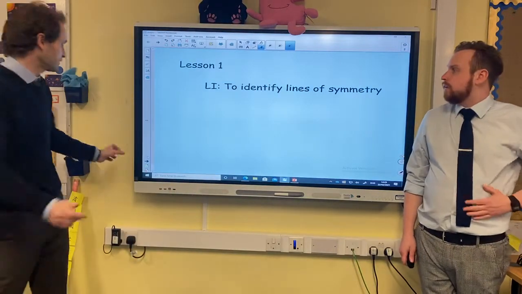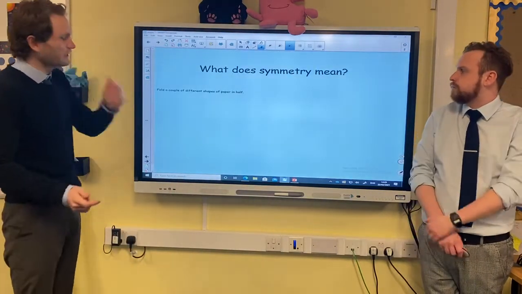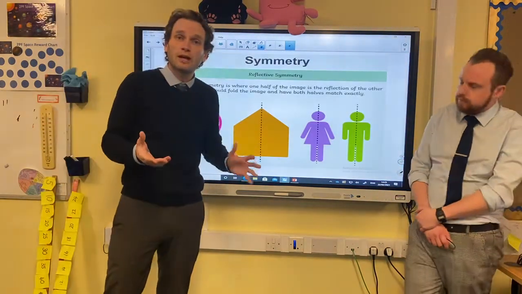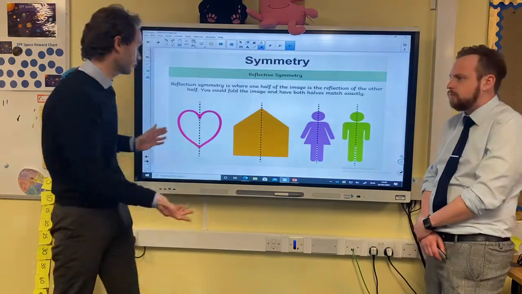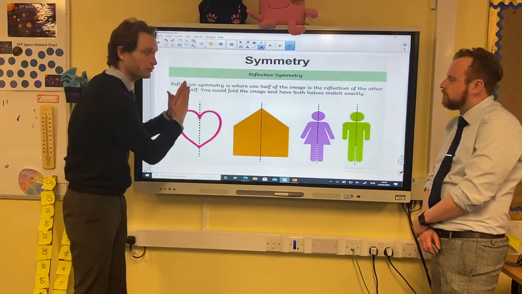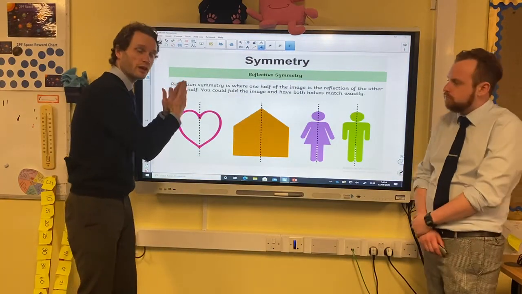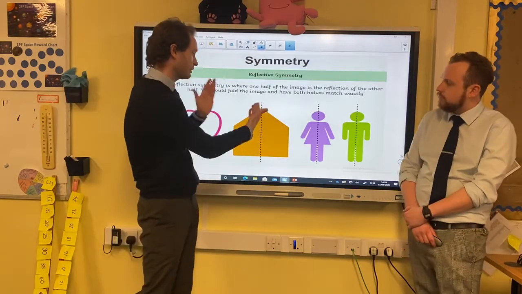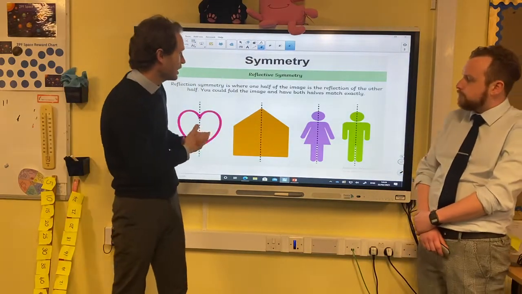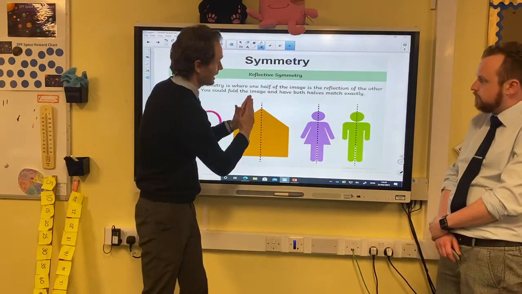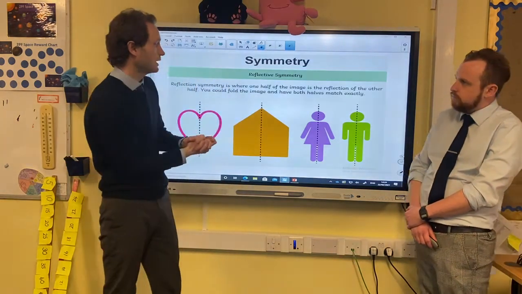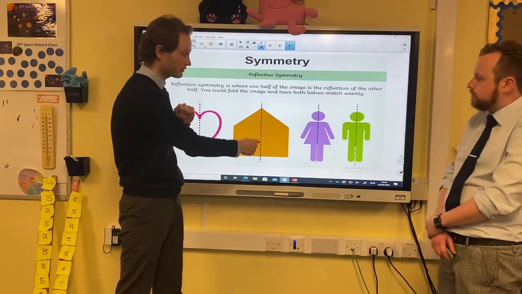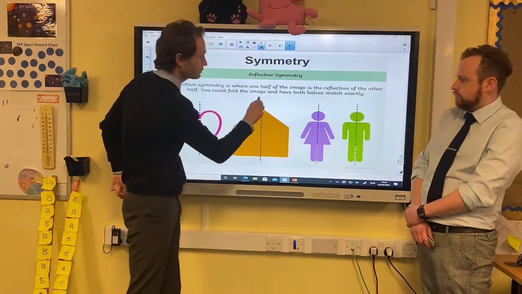Right, so let's crack on. Next slide, please. Here are some shapes with the line of symmetry drawn on. Obviously a heart. If you folded it in half like that and opened it up, it's the same on both sides. Here's a picture that looks a bit like a house. If you fold it that way and open it up, it would be the same on both sides. So there is our line of symmetry. We've got a vertical line of symmetry.